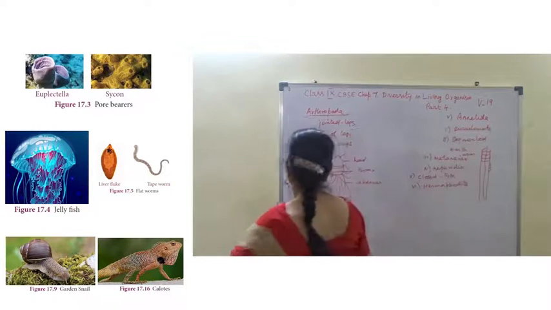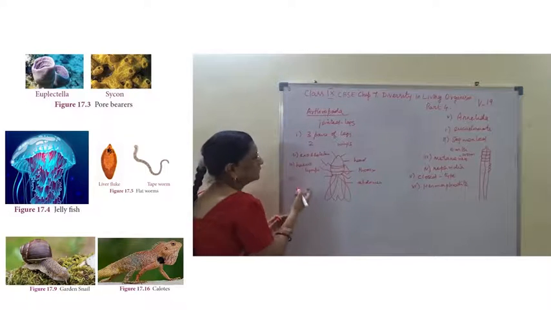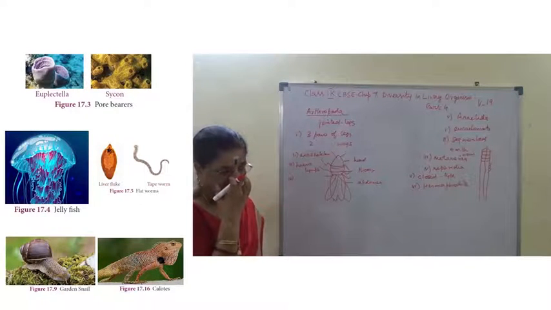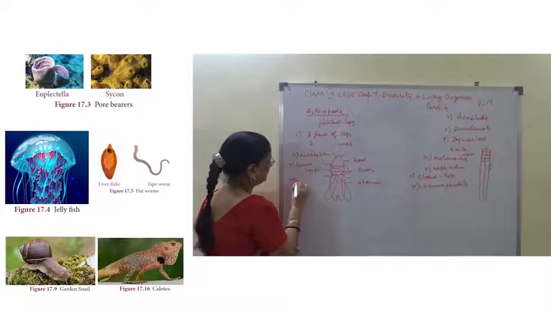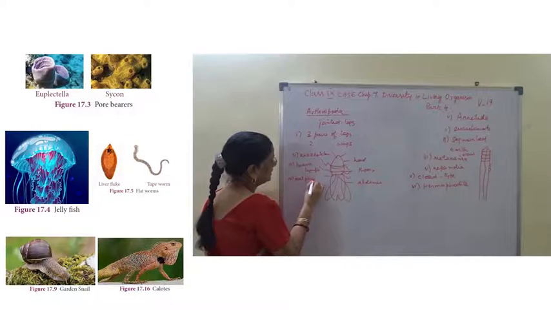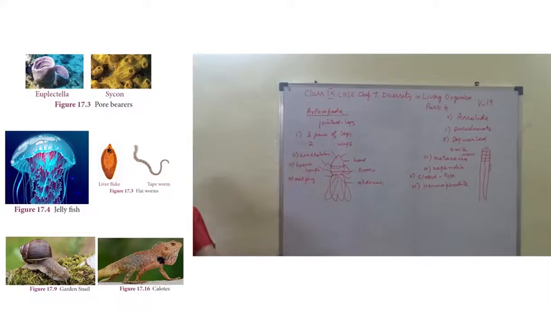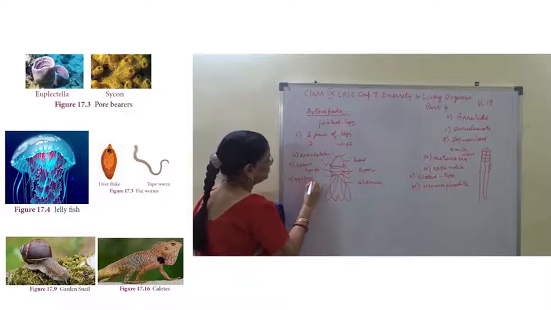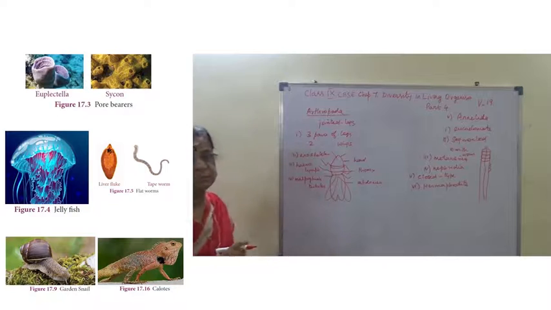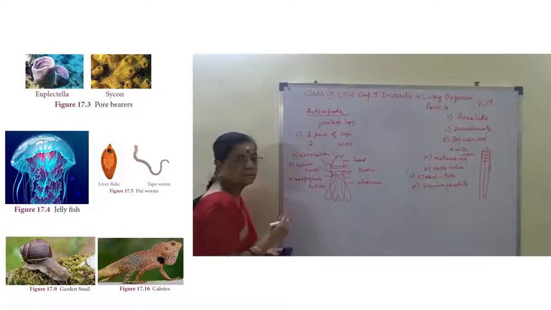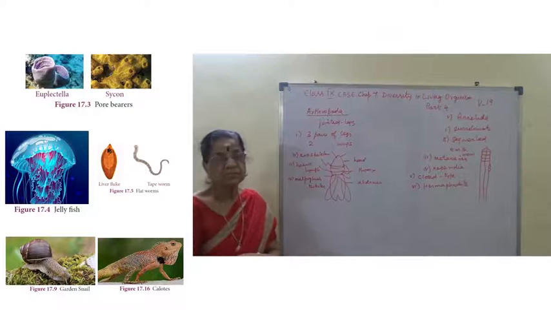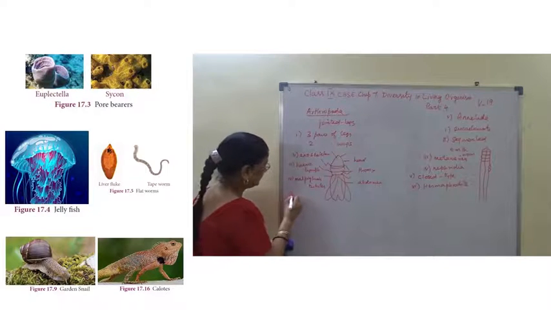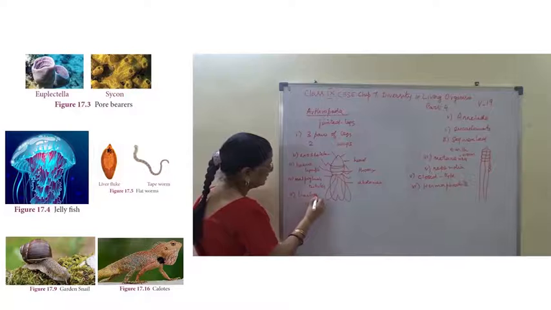And then the excretory organs in phylum arthropoda are Malpighian tubules. Excretory organs are Malpighian tubules, right? And the respiratory organs are book lungs, and the trachea opening outside through spiracles.